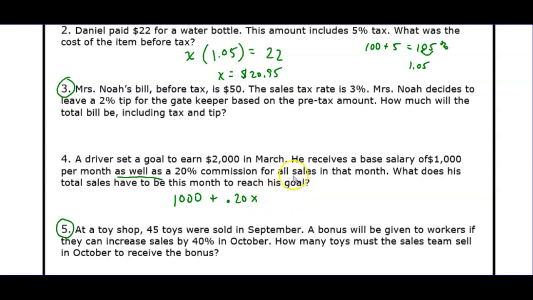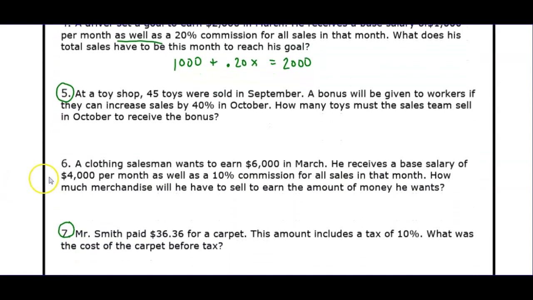And we have a goal. The goal is to earn 2,000. So we just set that up equal to 2,000. We could have whatever goal there may be in a given problem, but we're starting out with our base salary, and then we're adding on a percent of future sales. So you would subtract 1,000, divide by 0.20, and you can get your result that way. All right, and then the same process occurs in number 6.